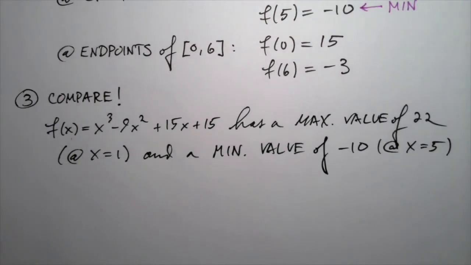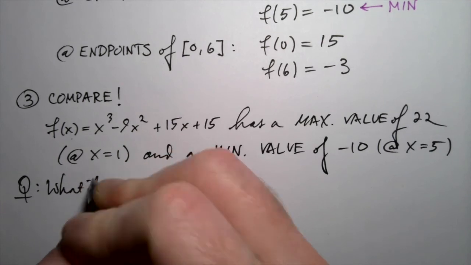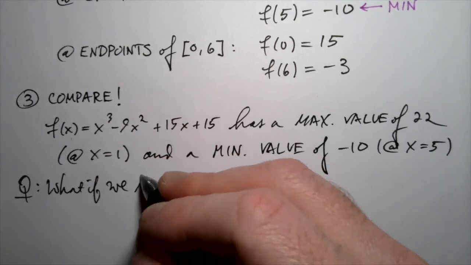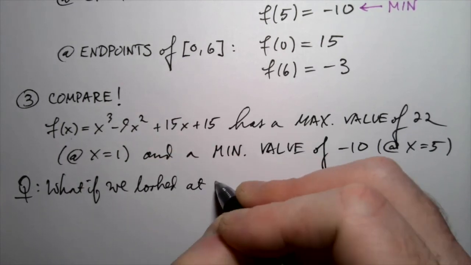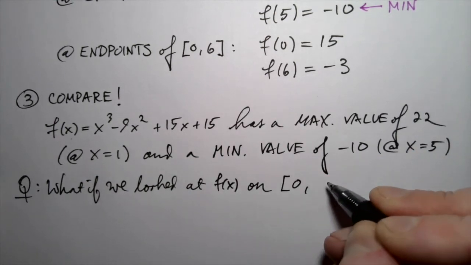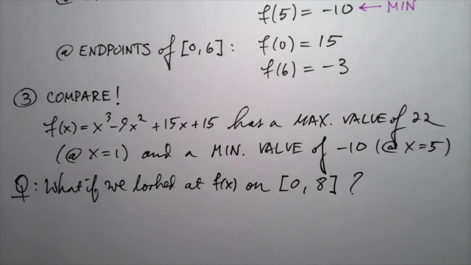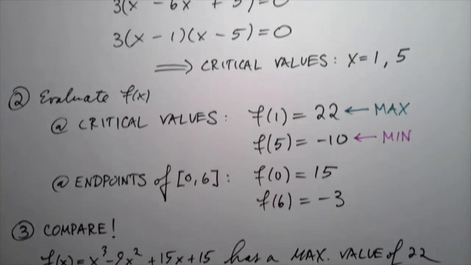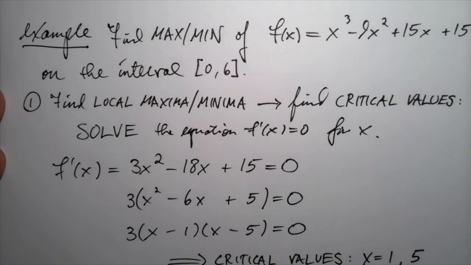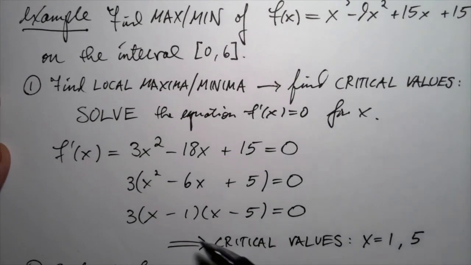Okay, I got a follow-up question. What if we looked at the same function but on a different interval? Suppose that instead we looked at the interval from 0 to 8. Okay, how would this process change? Well, going back to the beginning, the first step, finding the critical values, the points where the derivative is 0, that would be exactly the same.